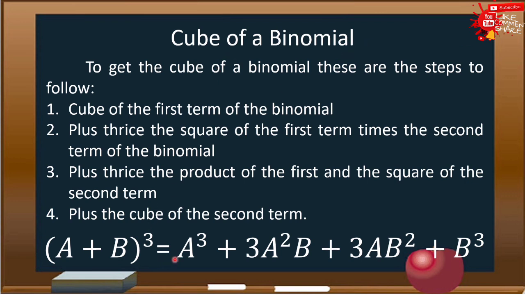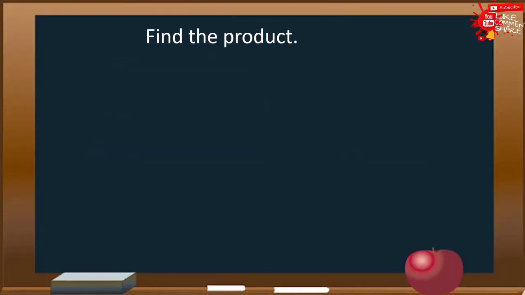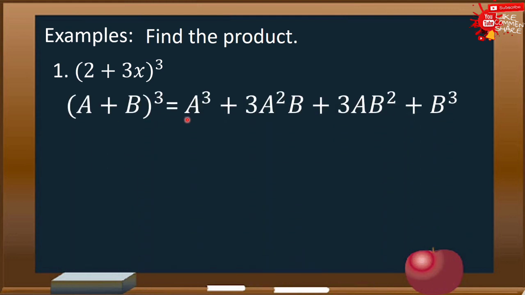And then we have here how to get the cube of this. So we will have a cube plus 3 times a squared times b, plus 3 times a times b squared plus b cubed. So let us have example. Okay, let us have example number 1 for the cube of a binomial. So let us use this formula to easily get the product of the cube of the binomial.